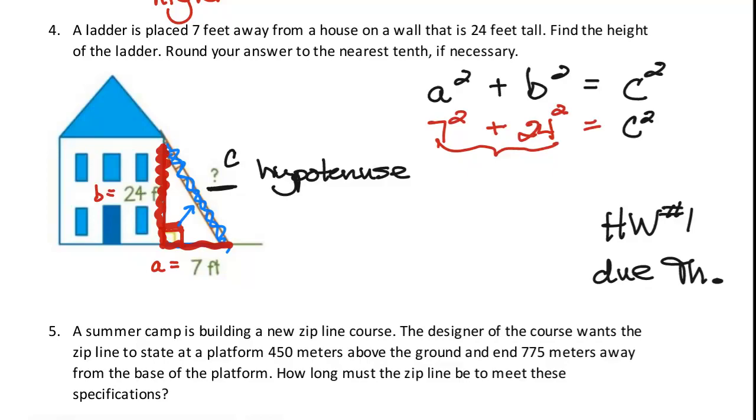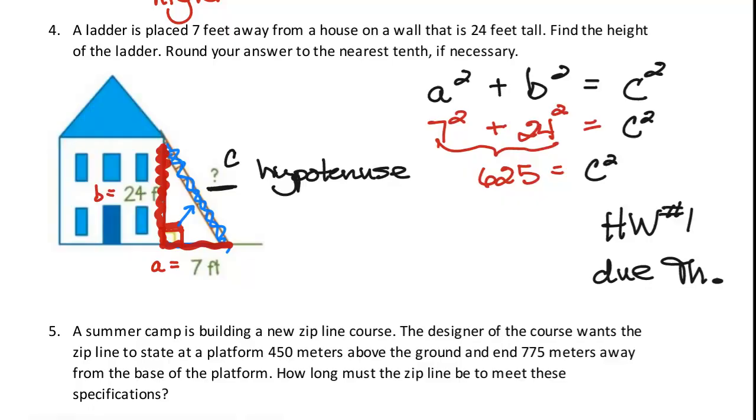Everybody should be doing this. Elijah, what'd you get? 625. Anybody else get 625? Very good. That's what you should have gotten. So you get 625 on your calculator is equal to c squared.